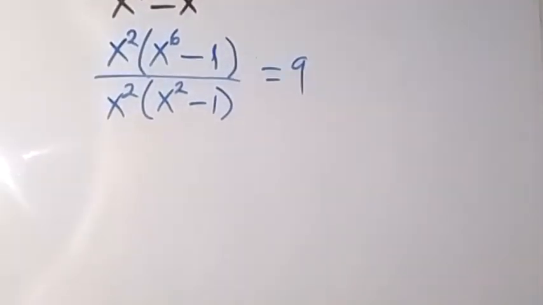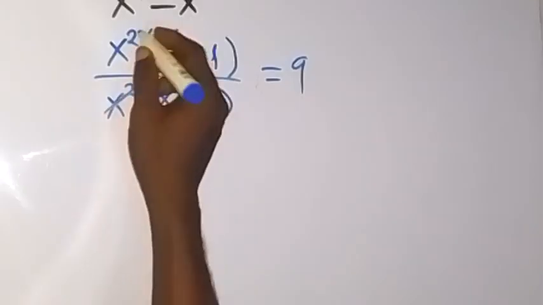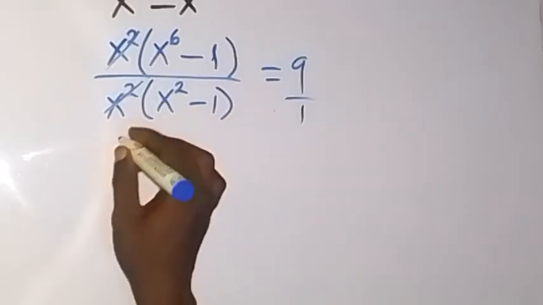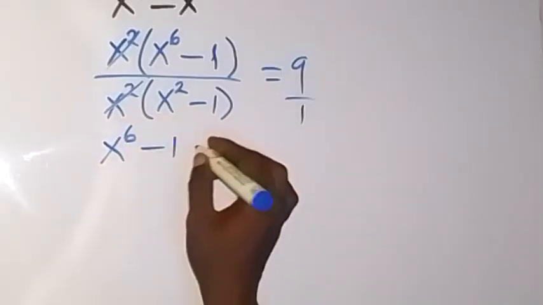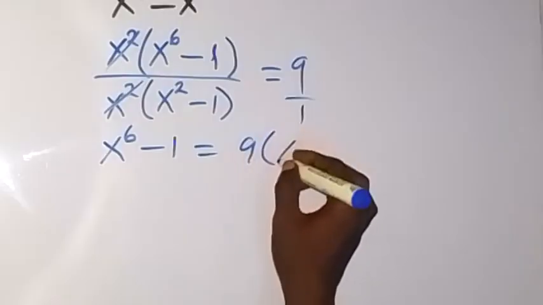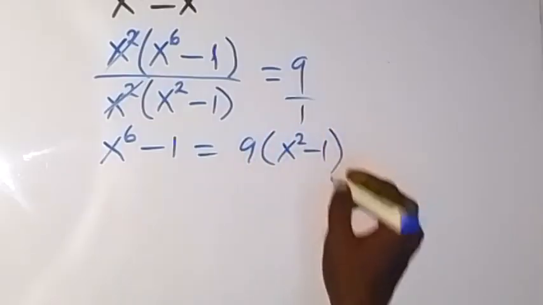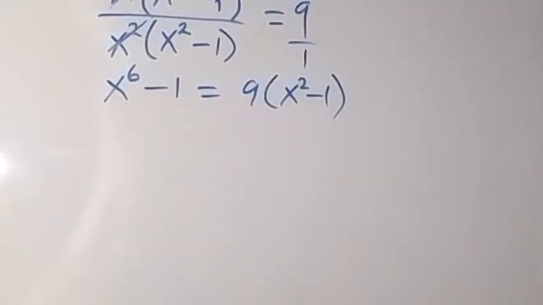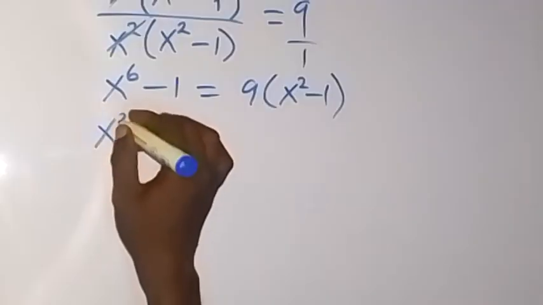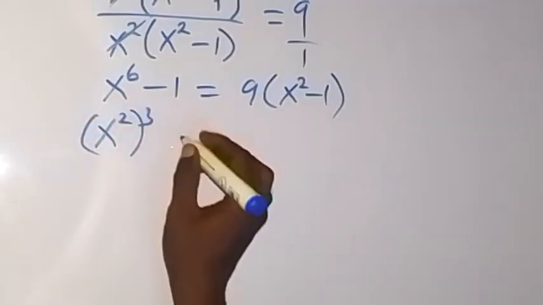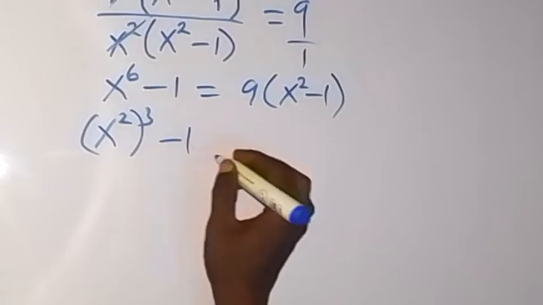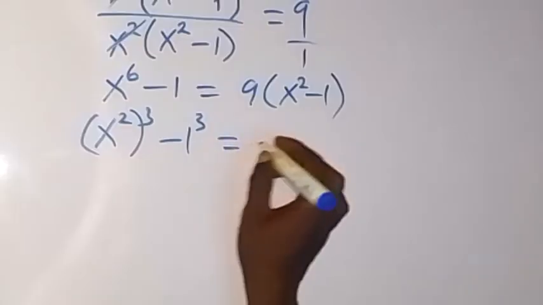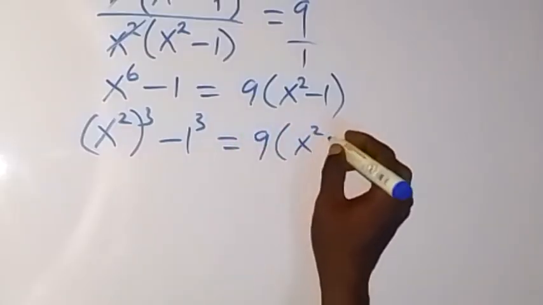Then from there we can see that x squared can cancel x squared from here, and also let's cross multiply here so that we have x raised to power 6 minus 1 equals to 9 multiplied by x squared minus 1. And from there we can rewrite this x raised to power 6 as x raised to power 2, x squared, then raised to power 3 from the law of indices, then minus 1, then also this one can be written as 1 cube equals to 9 into bracket x squared minus 1.